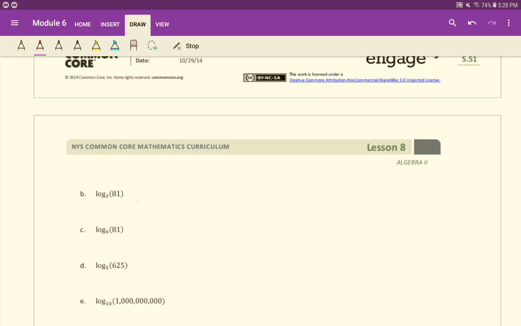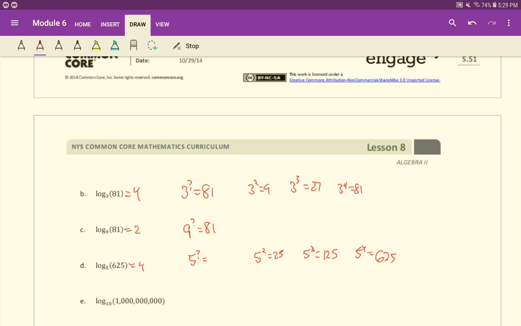Let's continue on. Log base 3 of 81. That is the same thing as saying, 3 to what power gives you 81? Well, 3 squared is 9, 3 to the 3rd is 27, and 3 to the 4th is 81. So 4. Okay. 9 to what power gives you 81? This is just 2. 5 to what power is 625? Well, 5 squared is 25, 5 cubed is 125, 5 to the 4th is 625. So 4.